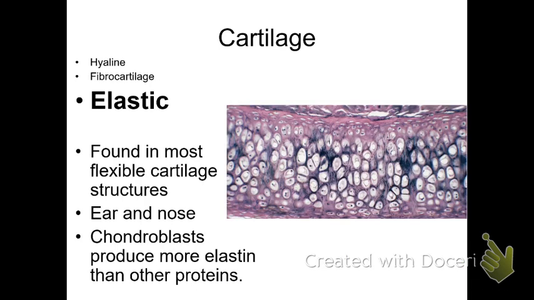Thirdly is elastic cartilage. As the name suggests, this cartilage is more elastic. It is more flexible. This is the kind of cartilage you find in making up your ear, making up your nose, making up the epiglottis, a flappy structure found in your throat. Again, those chondrocytes, those cells called chondrocytes or chondroblasts, are actually making more elastin than other proteins. But you still see cells in that space, in that lacunae, still looking like little eyeballs looking at you.